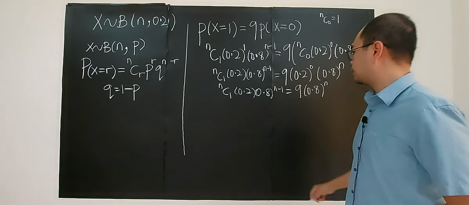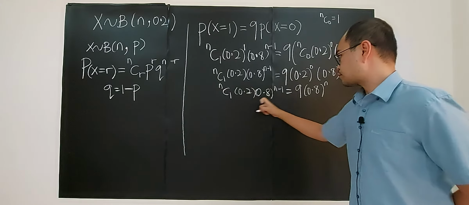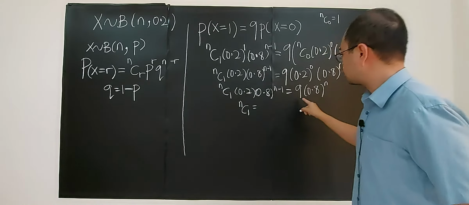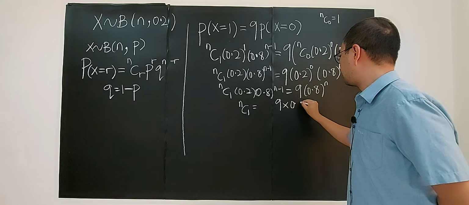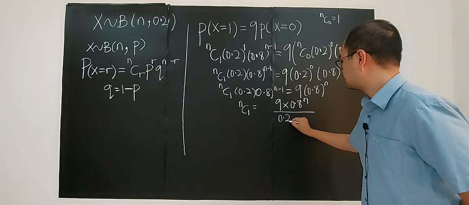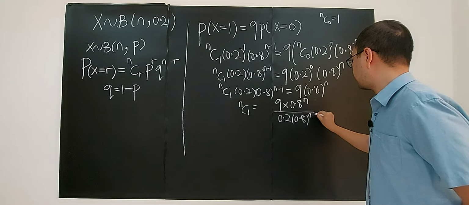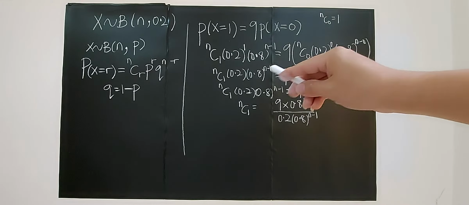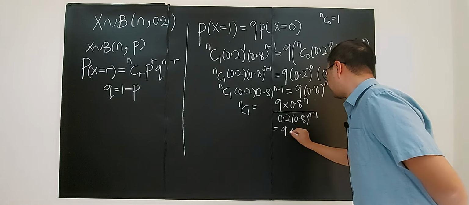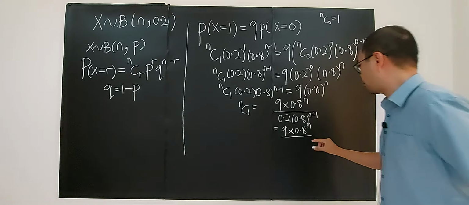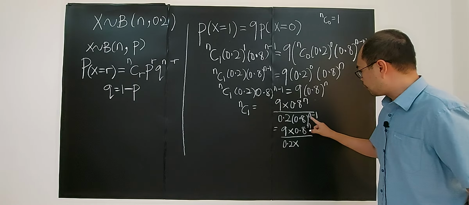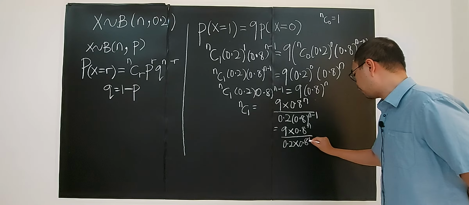Now I'm going to simplify again. I can bring all this to the other side and divide both sides by 0.2 multiplied by 0.8 to the power of n minus 1. Later on, we write this as 9 times 0.8 to the power of n, over 0.2 multiplied with 0.8 to the power of n minus 1.